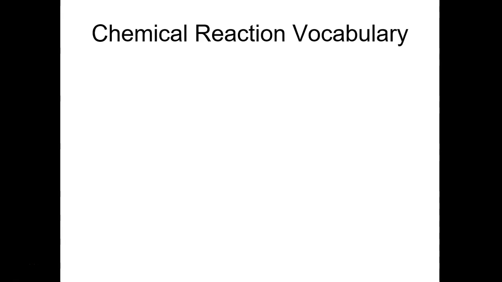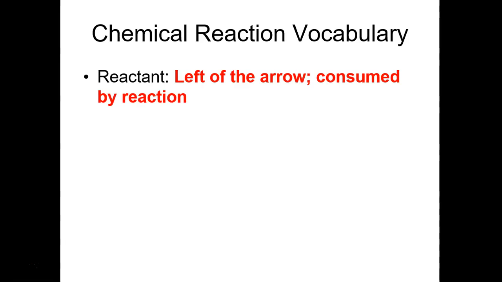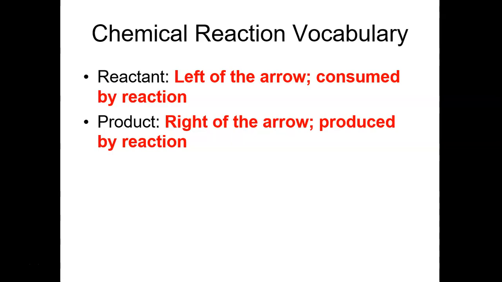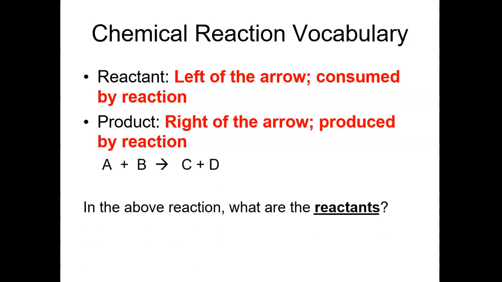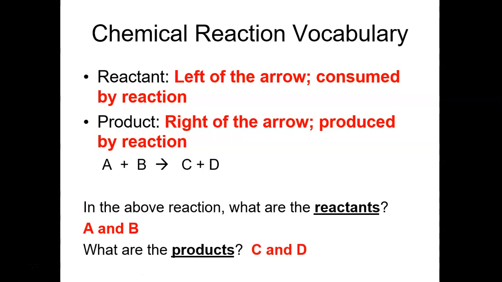Okay, so first, just to make sure we're all talking with the same vocabulary, reactants in a chemical reaction are to the left of the arrow, and these are consumed by the reaction, and products are to the right of the arrow, and hence the name, they're produced or created in the reaction. So in this imaginary reaction here, the reactants would be A and B, the products would be C and D. I assume you all know that, but just making sure we're on the same page.